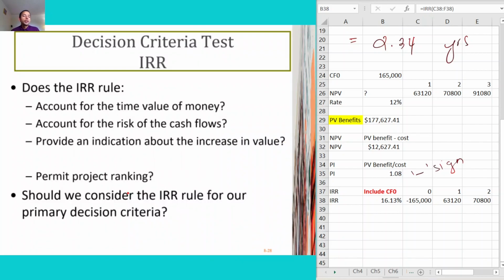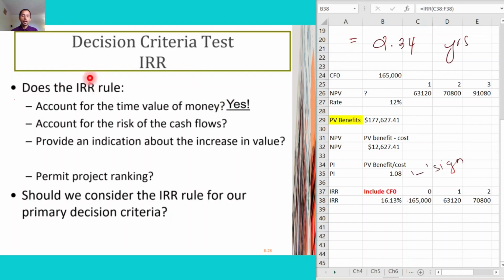So, decision criteria test. Is IRR a really good decision tool? What do you think? Yes or no? We know it is one of the most widely used tools, so definitely it's got to be a good criteria, right? It's got to meet the criteria test. So does the IRR rule account for time value of money? It does, because IRR is also automatically discounting the future cash flow.